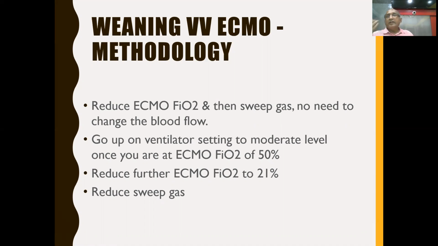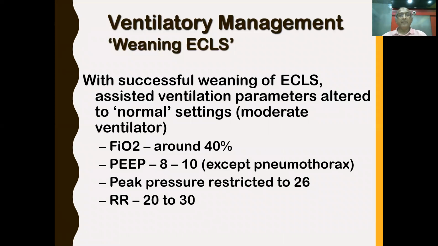You have to go up on the ventilator settings when you are coming down on ECMO FiO2. Once you are below an ECMO FiO2 of 50%, you have to go up on the ventilator settings a bit, and then go further down on ECMO FiO2. Once you are at ECMO FiO2 21%, then you can start reducing the sweep gas also. There are some people who don't reduce the FiO2, they directly reduce the sweep gas. That is another method of weaning the patient from VV ECMO.